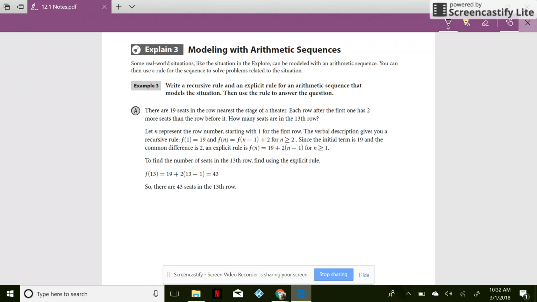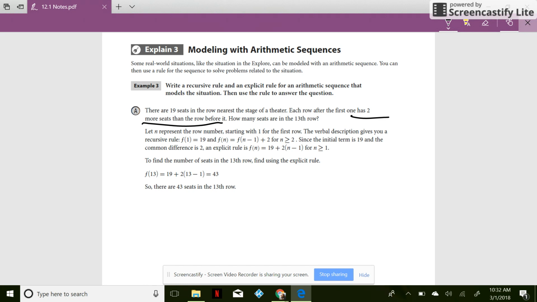So there are 19 seats in the row nearest the edge of a theater. Each row after the first one has 2 more seats than the row before it. How many seats are in the 13th row? So what it's doing here is giving you a position relative to the ones before it. That's kind of implying a recursive relationship.